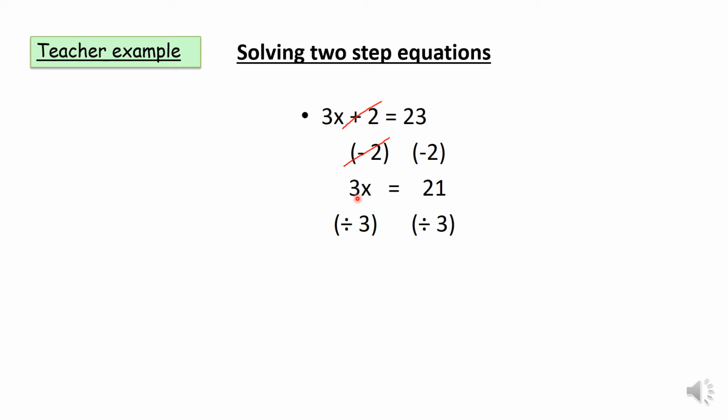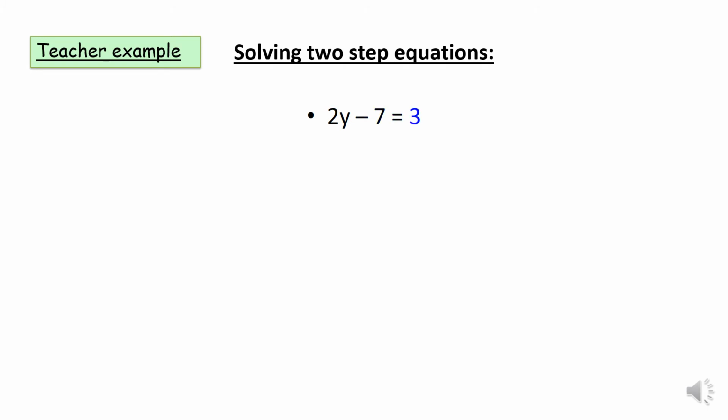Now, on this side, when you divide by 3, the 3s just cancel out. So times 3 and divide by 3 cancel out, and you just get x, and on the other side you get 21 divided by 3, which is 7. There we go, that's your answer. x is equal to 7. Next.